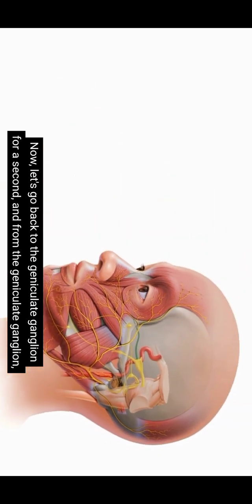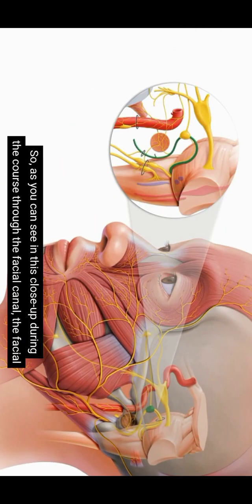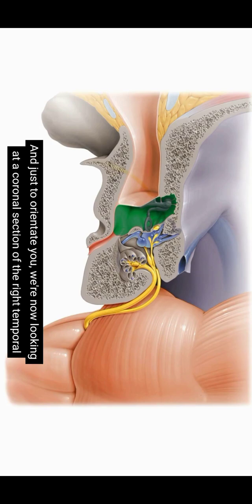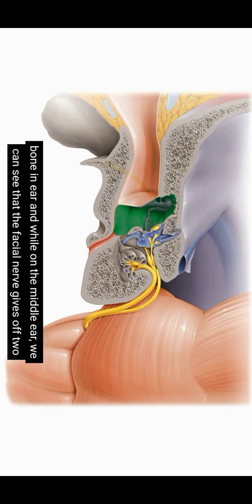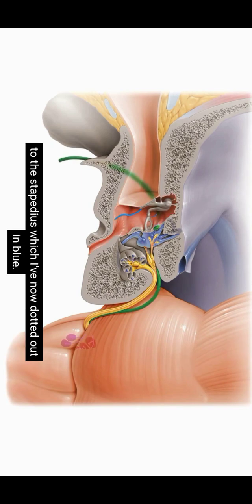Now let's go back to the geniculate ganglion for a second, and from the geniculate ganglion we're going to follow the facial nerve after its turn in the facial canal. As you can see in this close-up, during its course through the facial canal, the facial nerve runs along the medial wall of the middle ear, which is marked by green in our image. Just to orientate you, we're now looking at a coronal section of the right temporal bone and ear. In the middle ear, we can see that the facial nerve gives off two branches, and these are the chorda tympani, which is now highlighted in blue, and the nerve to stapedius, which I've now dotted out in blue.